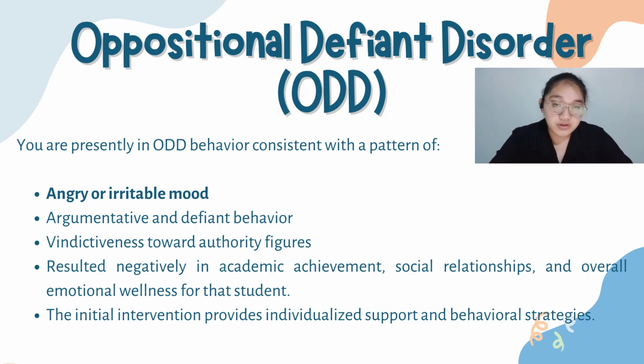Tapos, vindictive din siya toward authority figures. Vindictive meaning hurtful siya. May mga hurtful and vengeful behavior siya na pinapakita toward authority figures. And itong mga behavior na ito, it negatively impacts his academic performance, yung social relationships niya, and overall well-being niya. So, ano nga ba yung mga strengths ni Emmanuel?